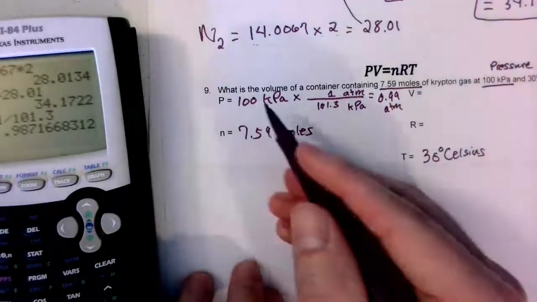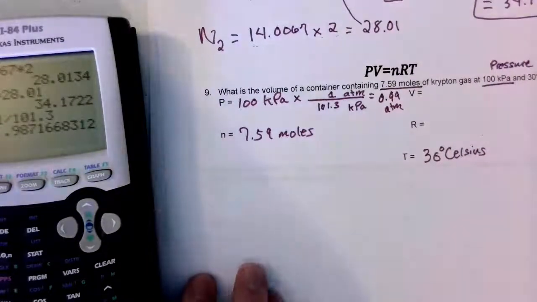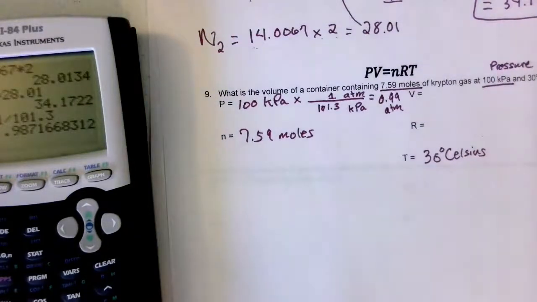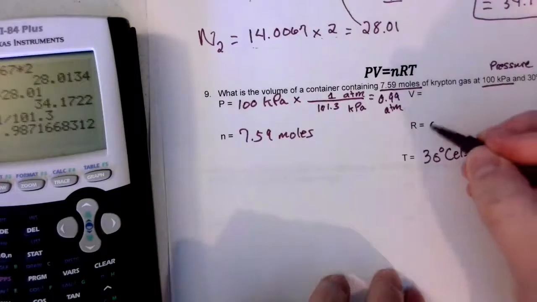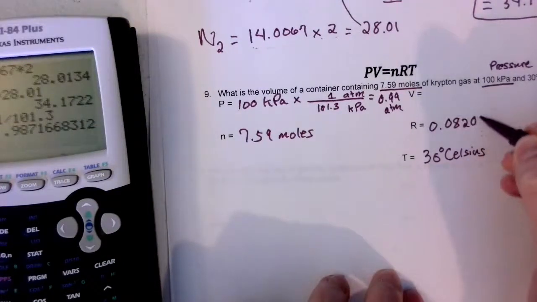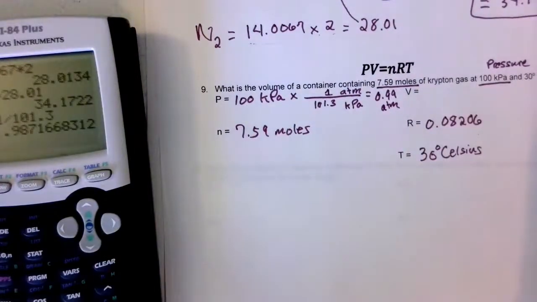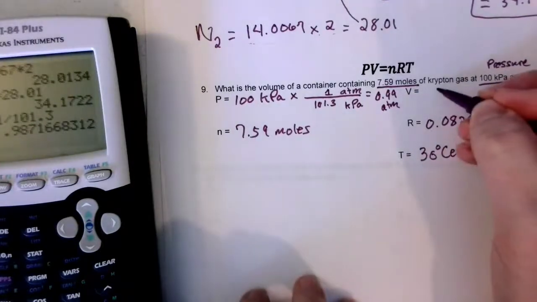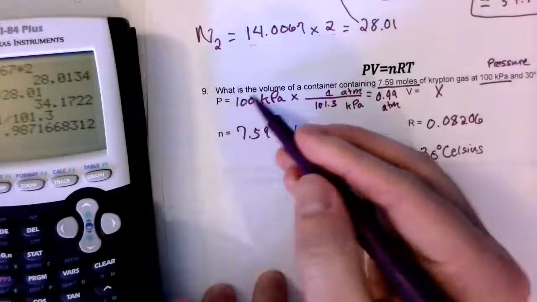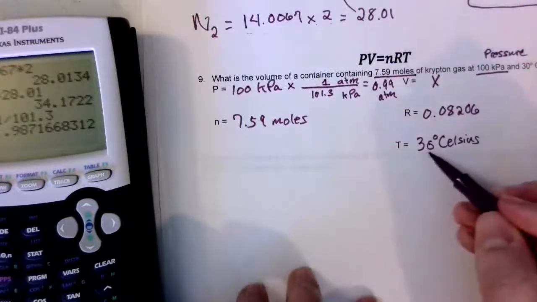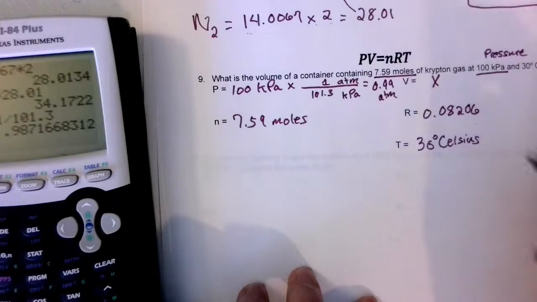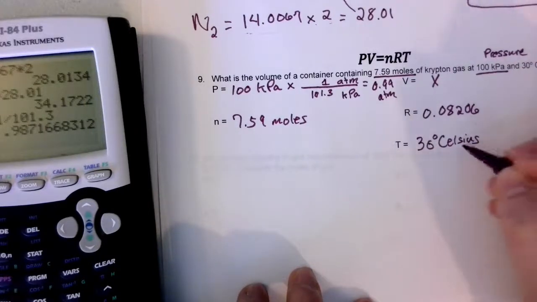Alright, so to reiterate that, we are going to fill in 0.08206 here, because we always know what the R is. And then the volume is going to be our X, because it says what is the volume. Alright, so there's one other thing that is wrong here. I see this is 30 degrees Celsius, and in order to do these gas law problems, this has to be Kelvin. So I'm going to add 273 to this.